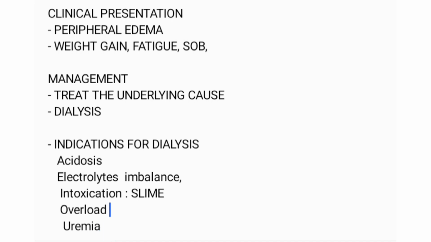Someone who is overloaded with fluids can even need dialysis. So, overload with fluids. Then the other is uremia. With uremia, we can have uremic complications, due to accumulation of uremic toxins, which can even lead to pericarditis and platelet dysfunction, which may even lead to bleeding. So someone has uremia and they present with uremic complications.